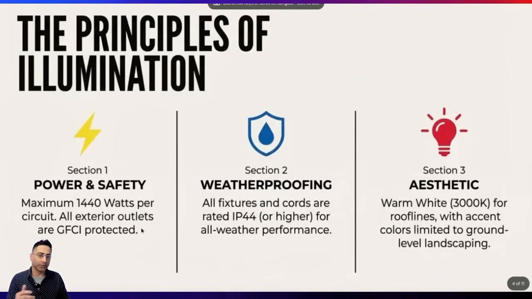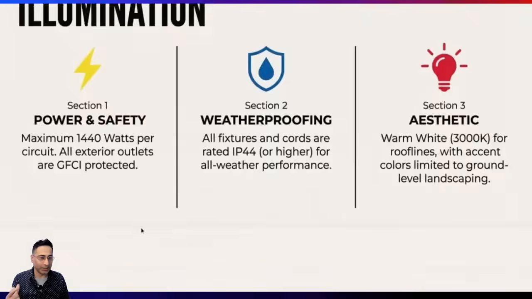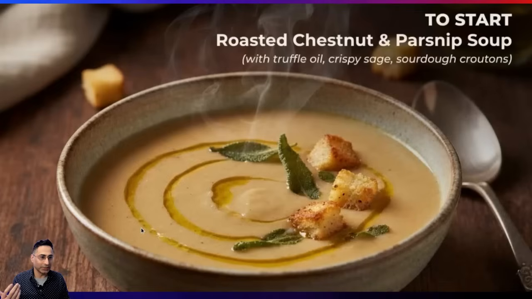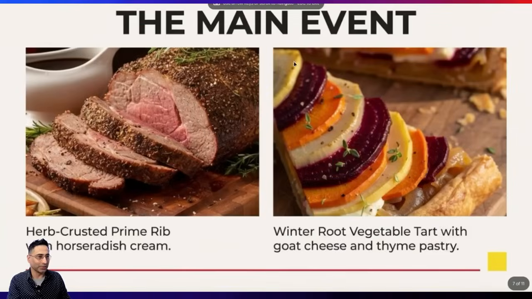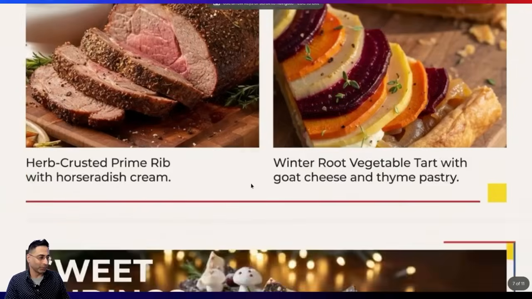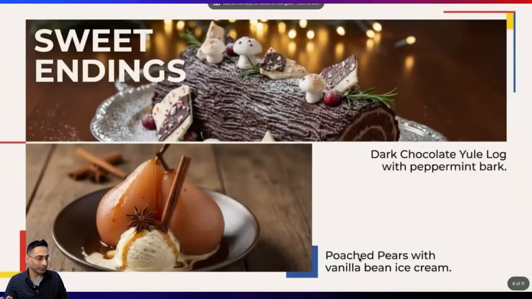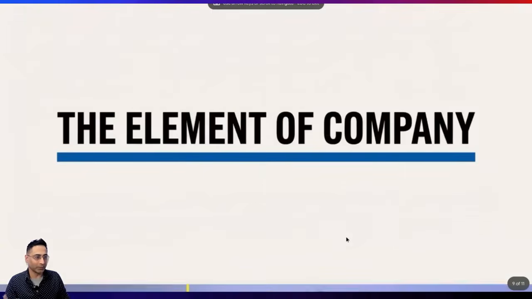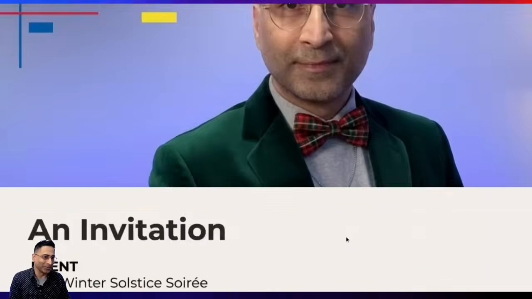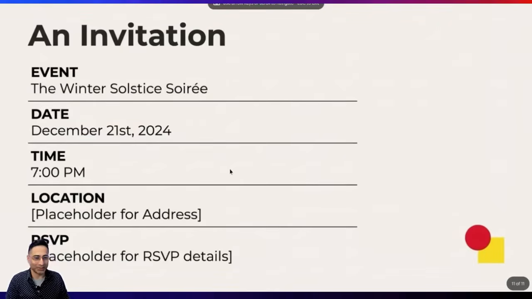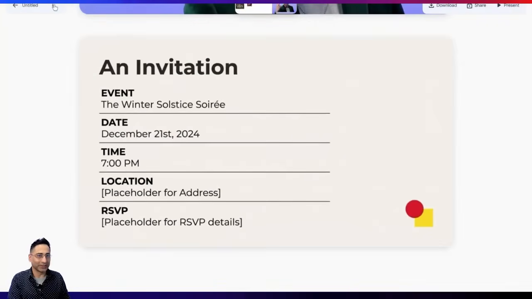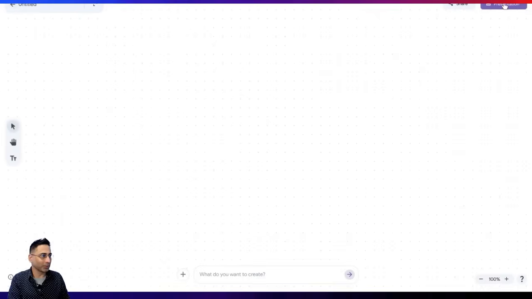The principles of illumination, it is now taking the guidance from the lighting PDF, so it's great. And then the element of taste, beautiful roasted chestnut, beautiful. It is exactly taking the menu from the dish, and it has got it over here, the main event. This is amazing. And sweet endings, it is exactly what was in the menu, the element of company, and there you go. This is the host, the invitation. This is just fantastic. So you can see how it was able to create the presentation.